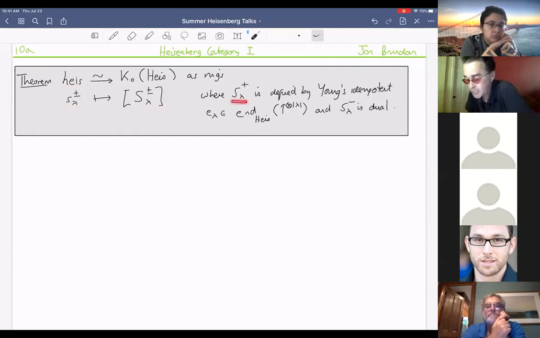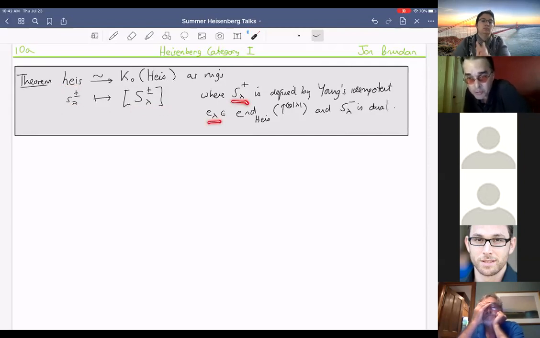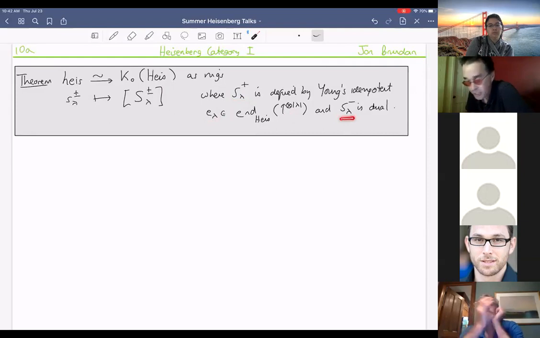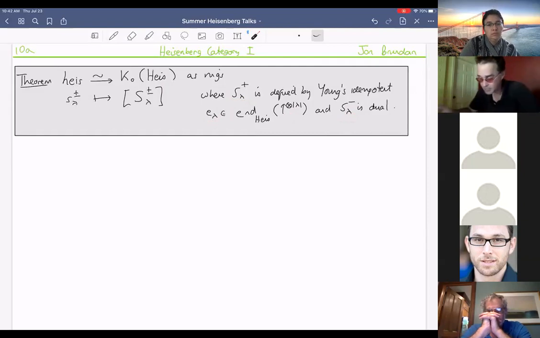So big S lambda plus, that's the projective defined by Young's idempotent associated to the partition lambda. So the idempotent that defines that Specht module S lambda. The plus part is up arrows. So you take that idempotent, you think of it in the endomorphisms of the right number of up arrows, depending on the size of the partition lambda. And then capital S lambda minus, that's just the dual object. This category is strictly pivotal, so you just rotate your diagrams by 180 degrees. So that's the other object. So it's automatic that this is dual. So that's what we've got to try and prove now.